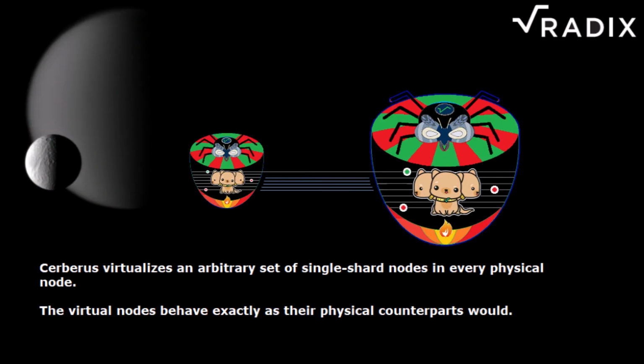Shard virtualization. To retain the simplicity and correctness, Cerberus virtualizes an arbitrary set of single shard nodes in every physical node. The virtual nodes behave exactly as their physical counterparts would, with the only difference being that multiple virtual nodes map to the same physical device, with the same address and public key.